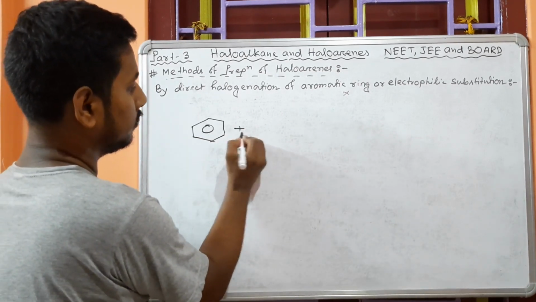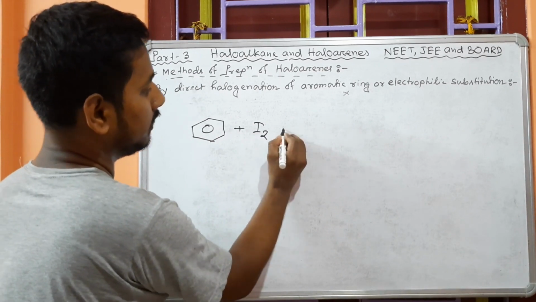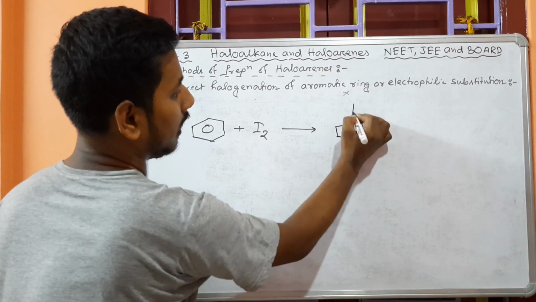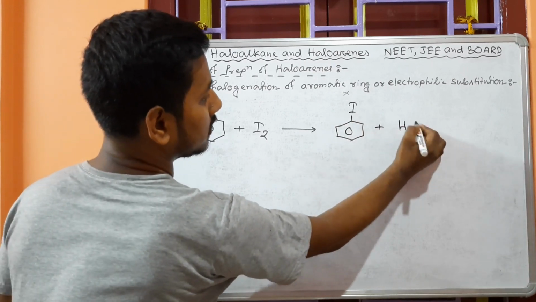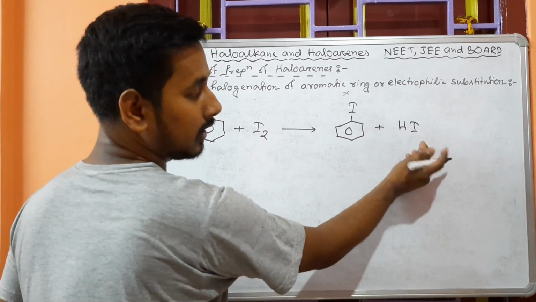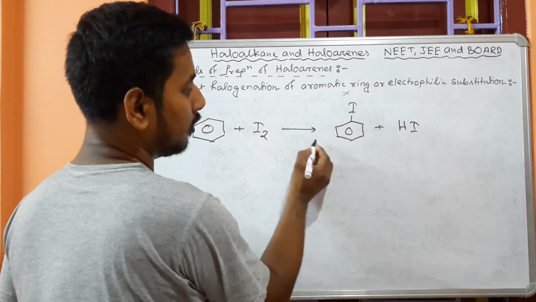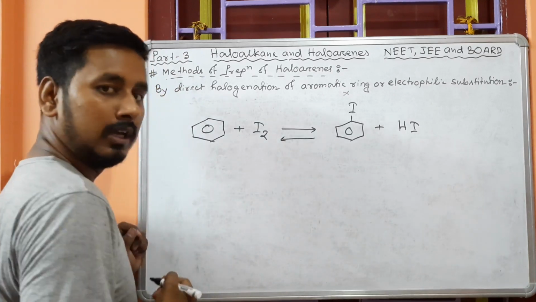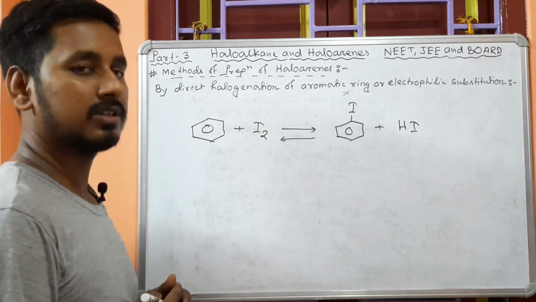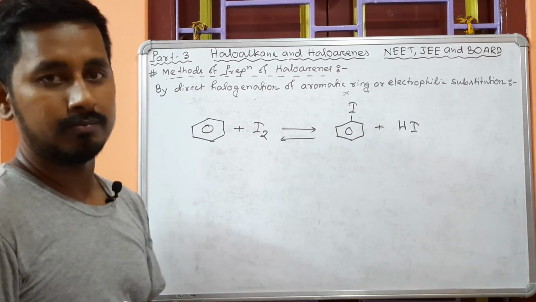Okay, and you react this with iodine. Okay, and then you get iodobenzene and HI as a byproduct. And remember, this HI is a strong reducing agent. Again, this HI reduces iodobenzene to the benzene. That's why this is a very unstable reaction. So, by direct halogenation reaction, you cannot prepare iodobenzene.